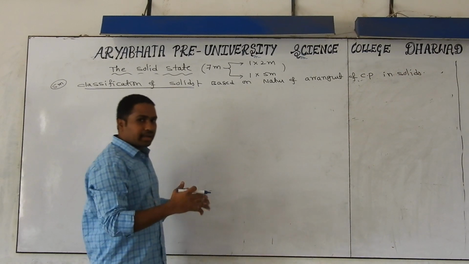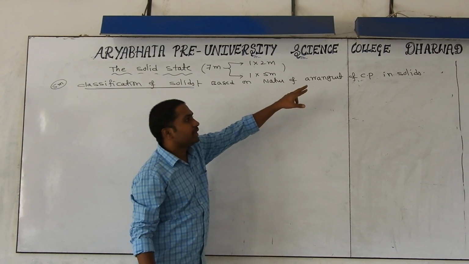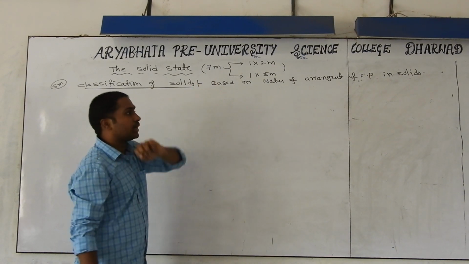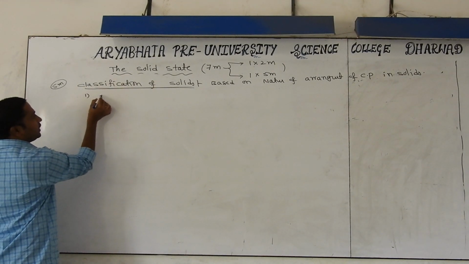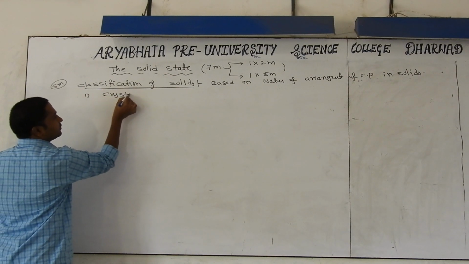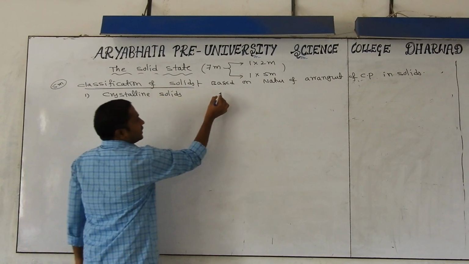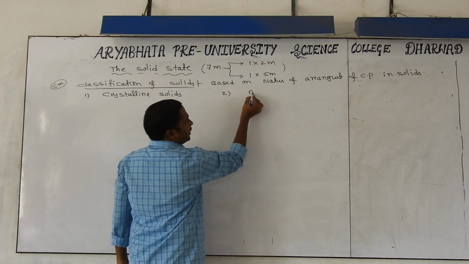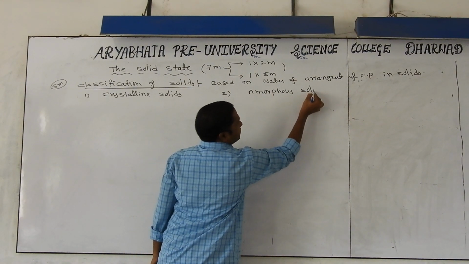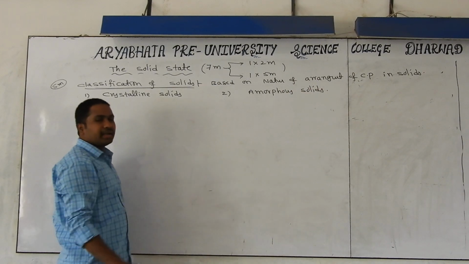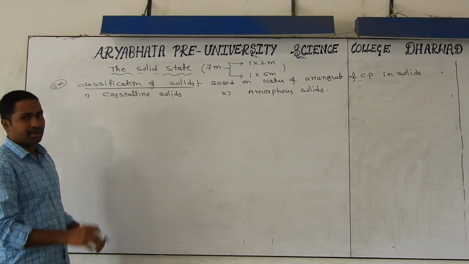What are the criteria here? Based on the nature of arrangement of constituent particles in the solids, they are classified into 2 categories. What is the first one? The first one is crystalline solids. The second category is amorphous solids. They will ask differences between crystalline solids and amorphous solids, like a frequent question.